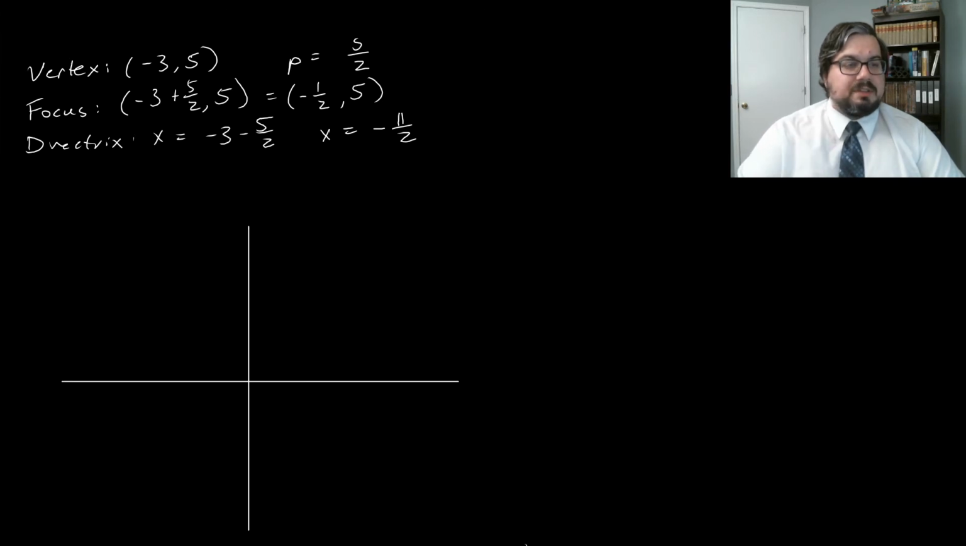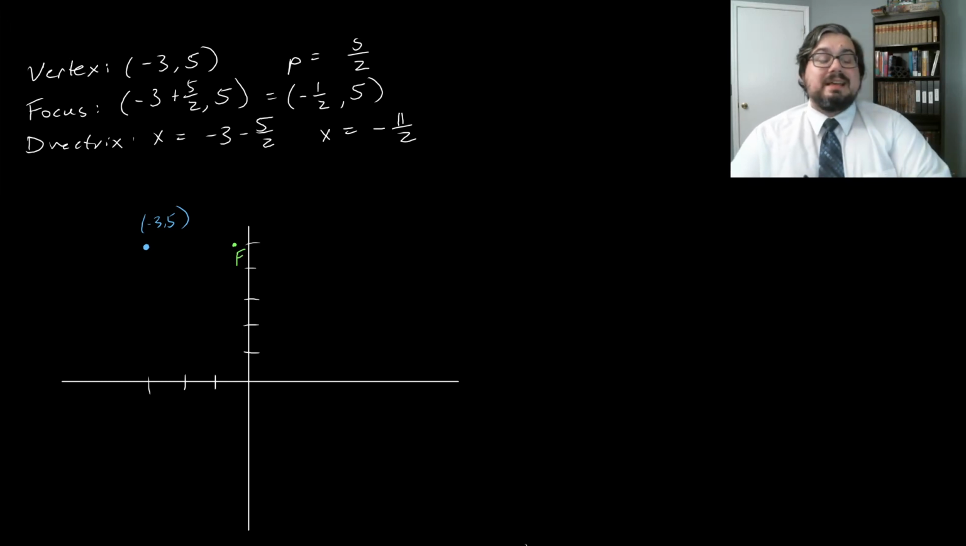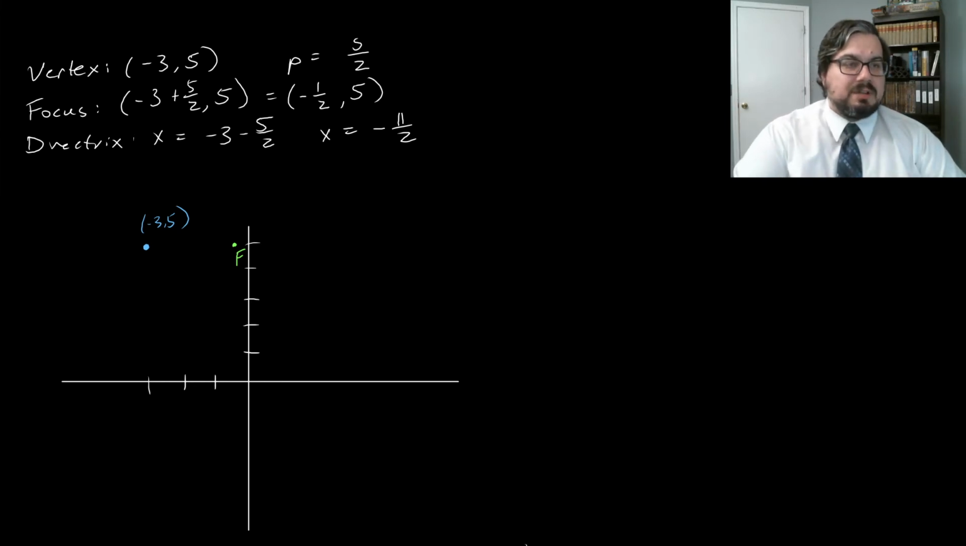So I like to start with the vertex. The vertex is at the point negative 3, 5. We have that the focus is at negative 1/2, 5. So that tells me that the parabola is opening to the right. The parabola always opens in the direction of the focus.